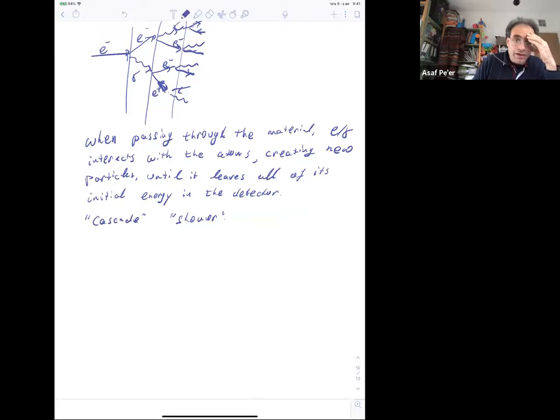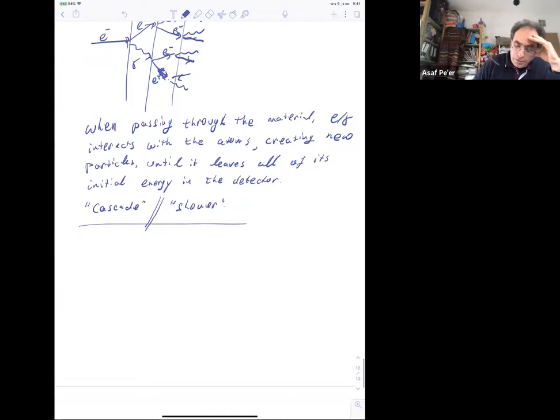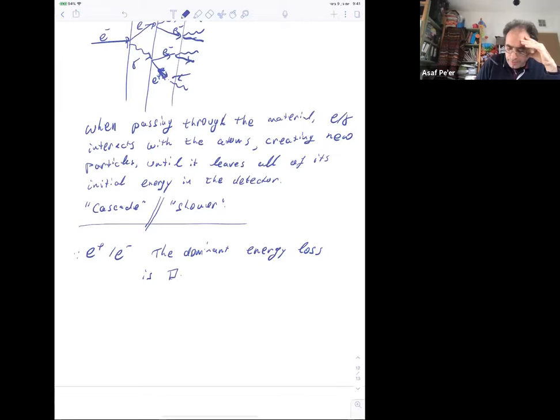Now, I won't go into the details of that. Actually, I do teach the details of that in a course in plasma physics. So for electrons and positrons, the dominant process of energy loss is called Bremsstrahlung, or free emission. For e plus or e minus particles, the dominant energy loss is Bremsstrahlung. It's a German name, Bremsstrahlung, also called free emission.